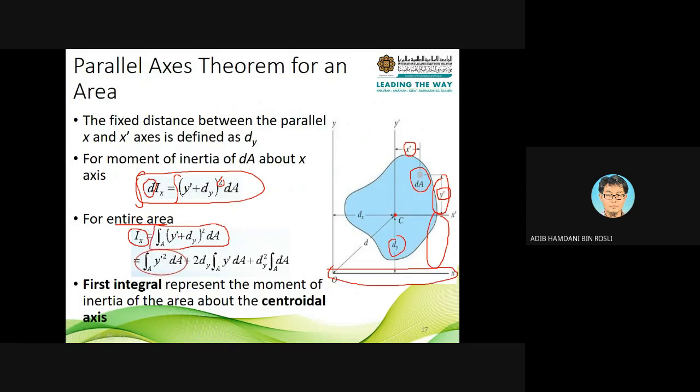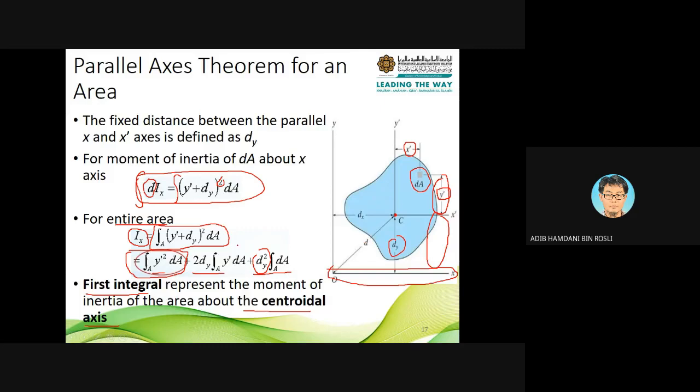If you realize, in the square bracket, if you expand it, you will have three terms. One is y prime squared. The second one is 2 dy y prime. And the third one is dy squared. Can you see the first term, second term, and third term? The first term you have seen before, in 10.1. The first integral, the integration over the area of y prime squared dA, is the moment of inertia of the area about the centroidal axis.